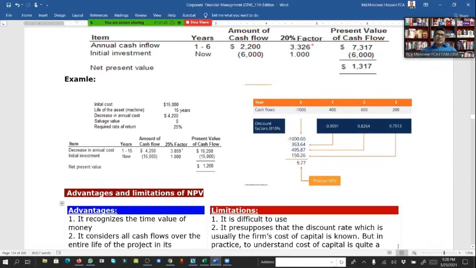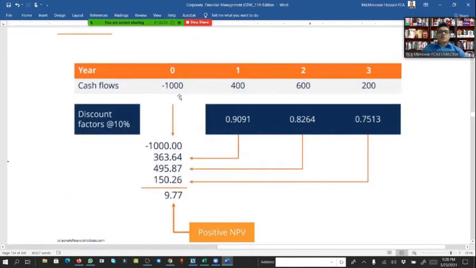So the basic thing here is that in year 0 we invest 1,000, which is the outflow. In year 1, 400 million is positive, that means cash inflow. Second year, 600 cash inflow. Third year, 200 cash inflow. And the discount factor, cost of capital, is 10%.